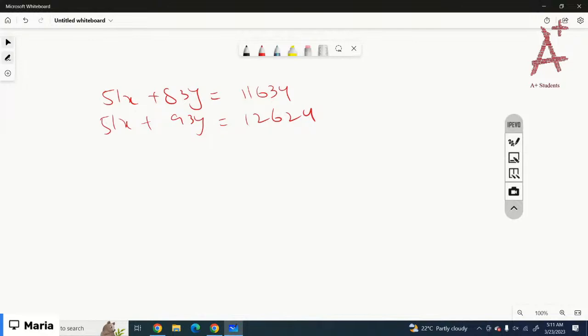So you have to use the elimination method. You have to eliminate one of the variables. For both equations, they have the same x value, so you can just subtract the equations and eliminate x. Got it? It would cancel out, and 83 minus 93 is negative 10y. Let me just subtract 11,634 minus 12,624. That would be negative 990. When you divide by 10, y equals negative 99. Got it?